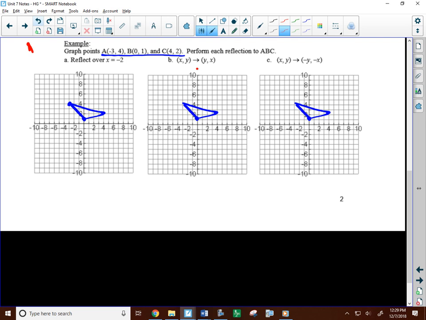So let's go ahead and we'll graph the final image for all 3 of these. Reflect over x equals negative 2. We didn't do one of those above. There is no rule for this. Who can tell me what that line looks like? Okay, someone's not sure. How about this? If you're taking the test and it's on the computer, what can you do to make sure you know what that line looks like?